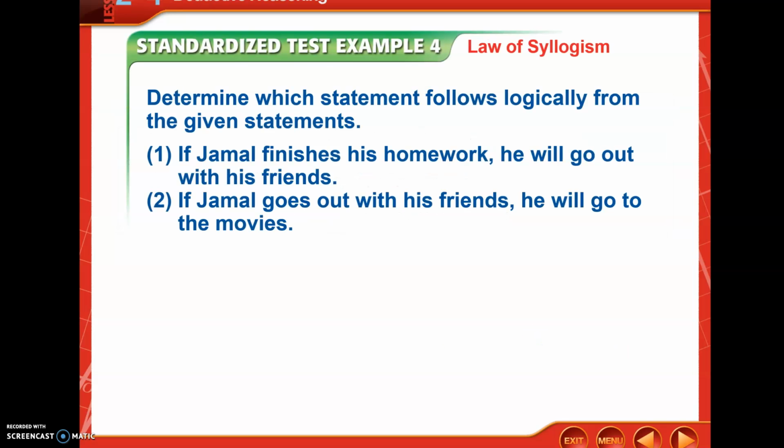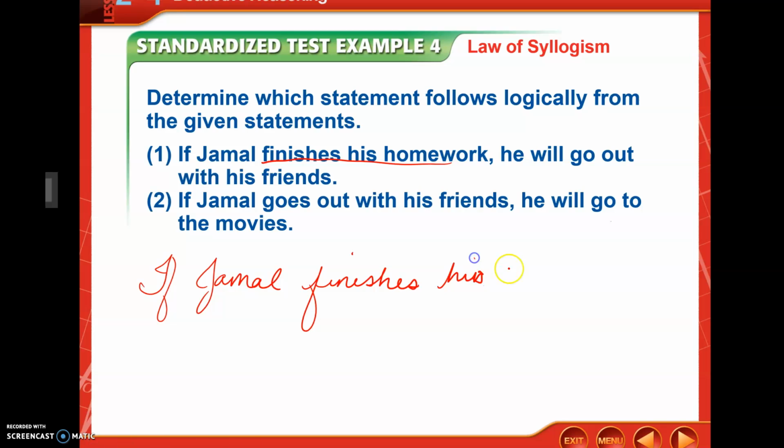So determine which statement follows logically from the given statements. If Jamal finishes his homework, then he will go out with his friends. If Jamal goes out with his friends, then he will go to the movies. So my valid conclusion is, I start with my first if, if Jamal finishes his homework, then he will go to the movies.